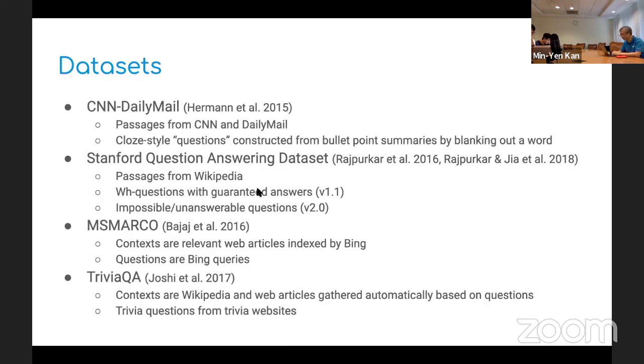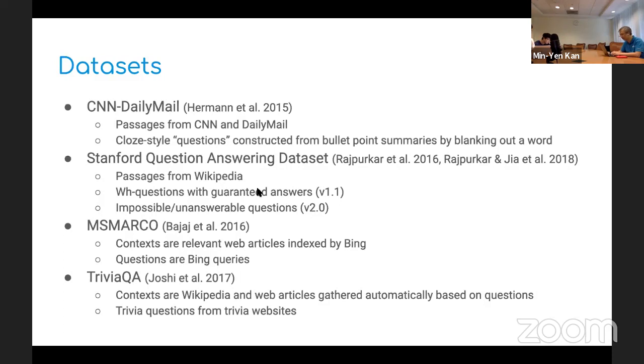So it makes the task harder because the machine has to know when the question is unanswerable. Whereas before that, it knows that the questions always have answers. Yeah.